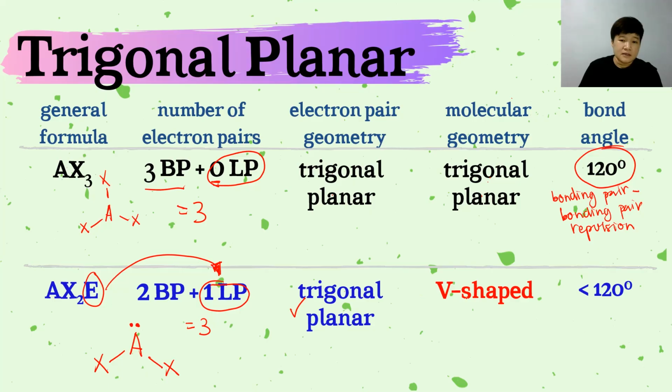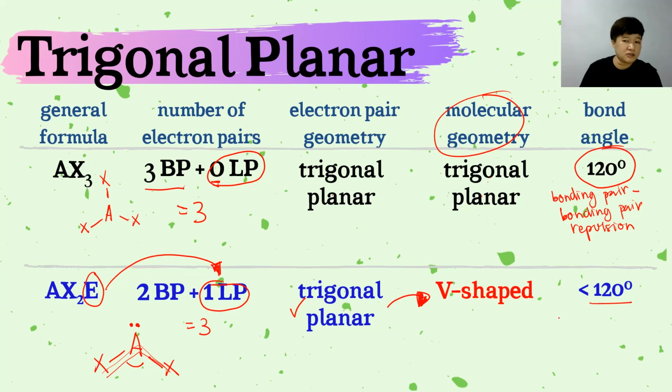But, due to one of the bonds being substituted by the lone pair, the molecular geometry changed from trigonal planar to V shape. That is your V shape. Can you see your V shape? Alright. And the bond angle changed. The bond angle will no longer be 120, but the bond angle will be smaller than 120.